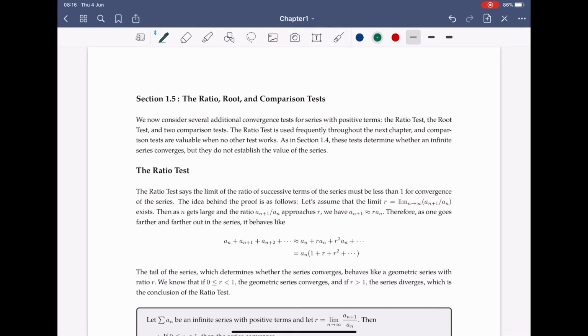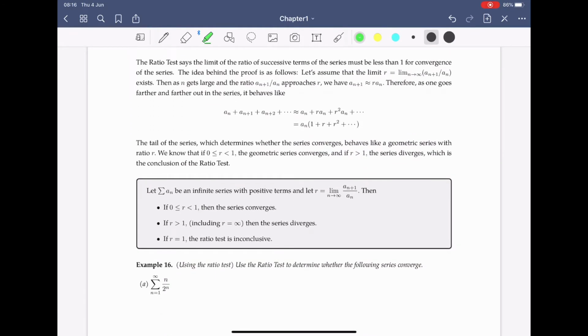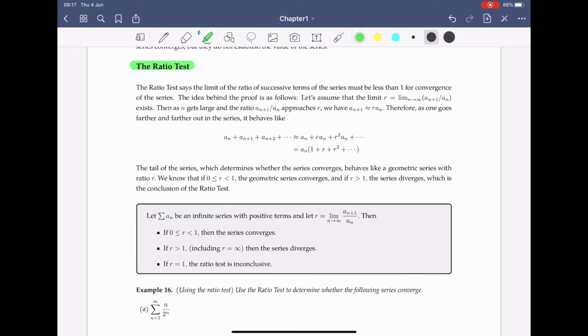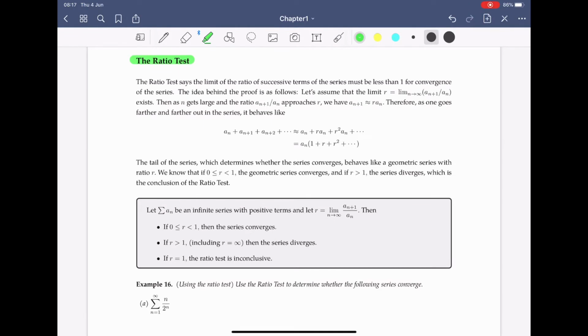Alright, in this video we are going to learn more convergence tests for series. So section 1.5: the ratio test, the root test, and the comparison test. Let me first introduce you to the ratio test. So now let's go to the statement. This is the statement of the ratio test.